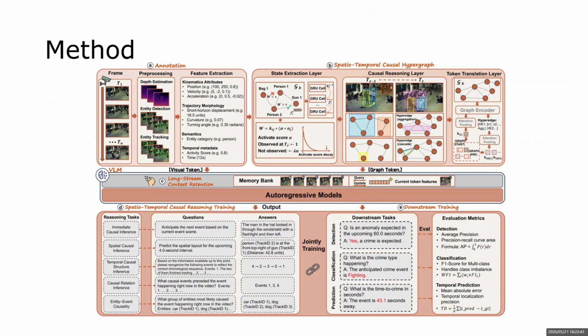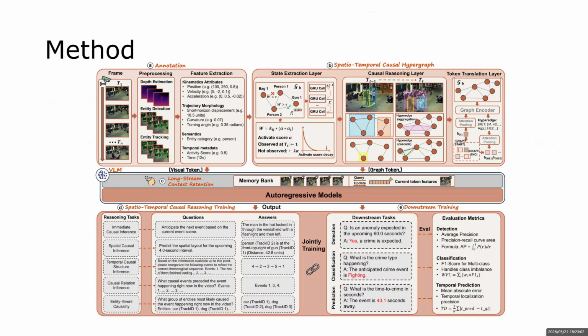The model then detects 2 types of causal events. The first is causal cascade effects, which captures how a motion change in one entity may trigger responses in nearby entities. The second is group evolution, which captures aggregation or separation among multiple entities.